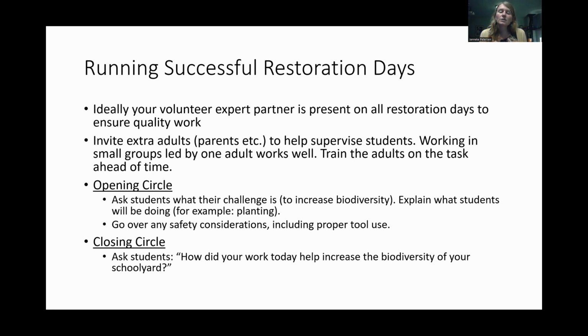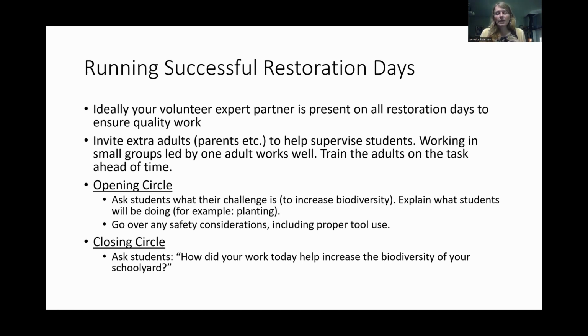And so you can ask students what their challenge is to start. You can say, hey, can someone remind us of this big challenge you got from Symbiotic Schoolyard? And hopefully a student will say, to increase biodiversity. And then you can explain what students will be doing today. For example, if they're planting, explain that they will be planting. It's up to you if you want to demo with your whole group of students how to plant, or if you want to have your adult leaders demo in smaller groups. Sometimes that works better. And then definitely go over any safety considerations, including proper tool use.